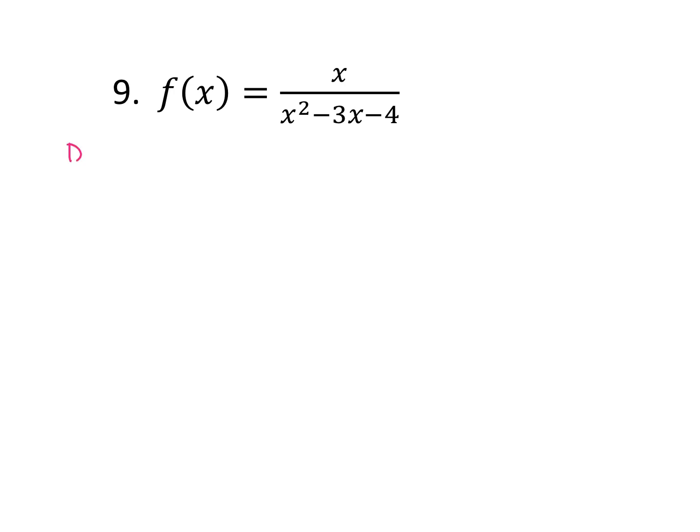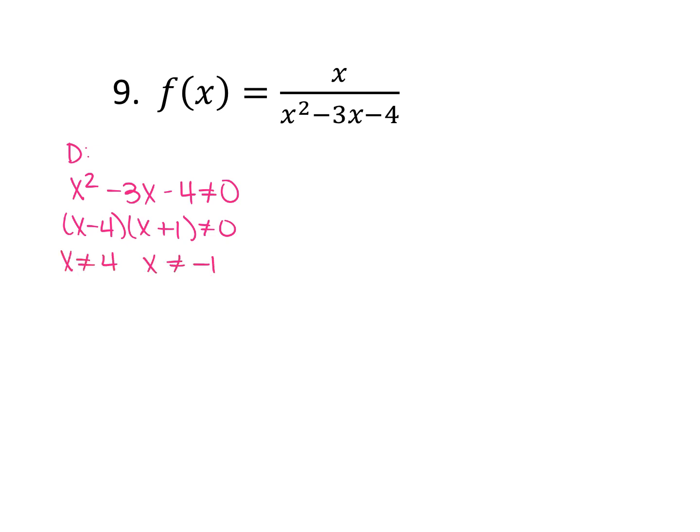To find our domain, we're going to take the x squared minus 3x minus 4, set it not equal to 0, and solve. We have x minus 4 times x plus 1 is not equal to 0. That means x cannot equal 4, and x cannot equal negative 1. So the interval notation on this is going to be negative infinity to negative 1, with a union from negative 1 to 4, with a union from 4 to infinity.